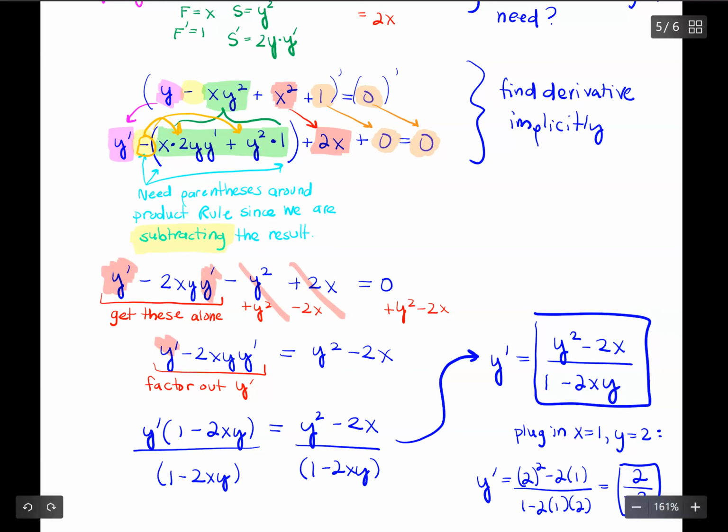And then to get those y primes in one location, I just factored it out. And then to get that y prime alone, it was being multiplied by a binomial. So I just divided both sides by the binomial. And that got me my y prime.